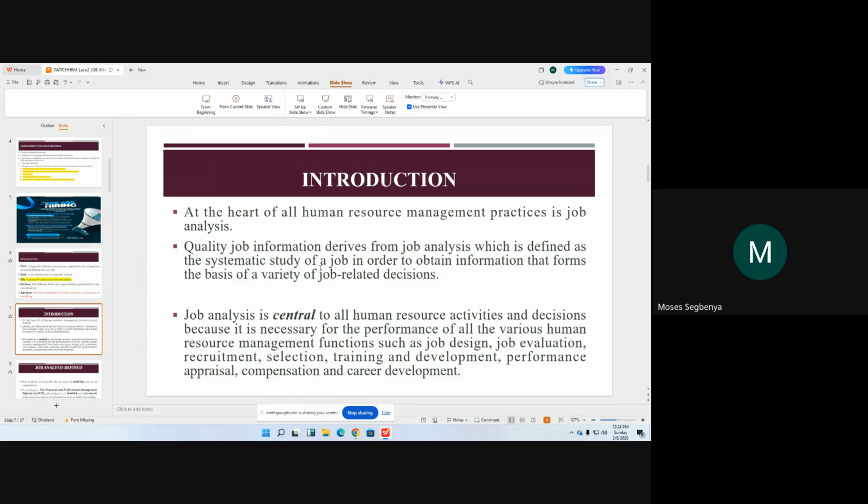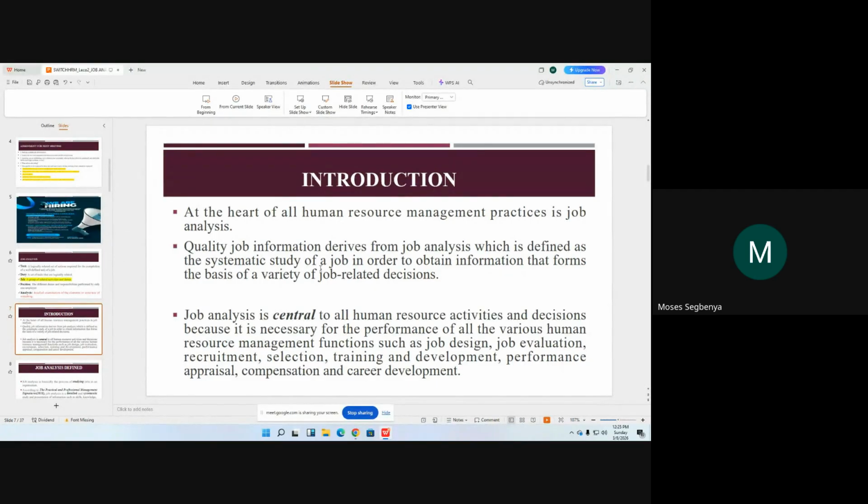analysis or job analysis. So quality job information derived from job analysis, which is defined as the systematic study of a job in order to obtain information that forms the basis for a variety of job-related decisions. So job analysis is central to all human resource activities and decisions because it is necessary for the performance of all various human resource management functions, such as job design, job evaluation, recruitment, selection, training, development.